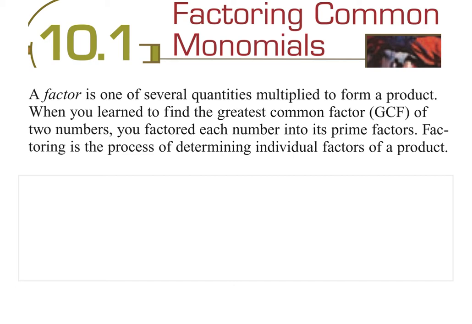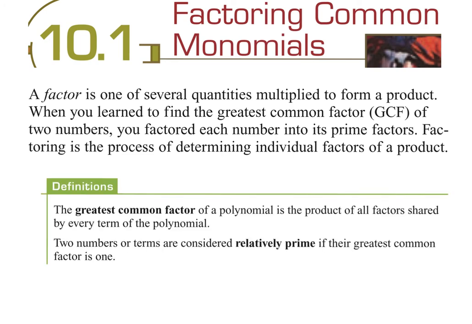All right, so this first example that they give us is just like you would have done in taking out the greatest common factor. The greatest common factor is the product of all the factors that are shared by every term of the polynomial. Two numbers, our terms, are considered relatively prime if their greatest common factor is 1.